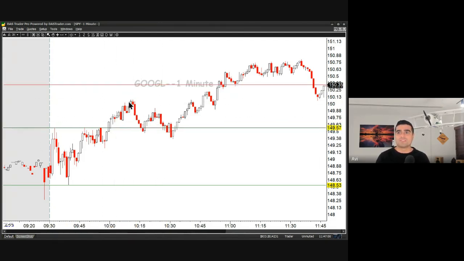This is perfect. Look, it broke out of a choppy zone, little momentum, retest, and look how clean this is compared to this. This is like two different charts almost. See that before 10 a.m. it was a mess. After that, it's not too bad.